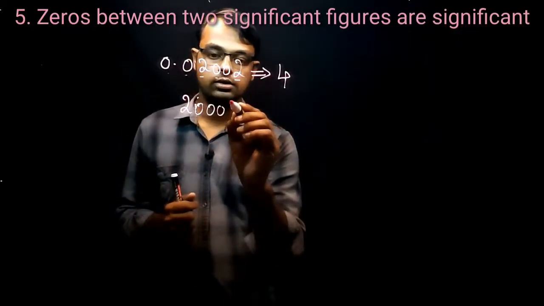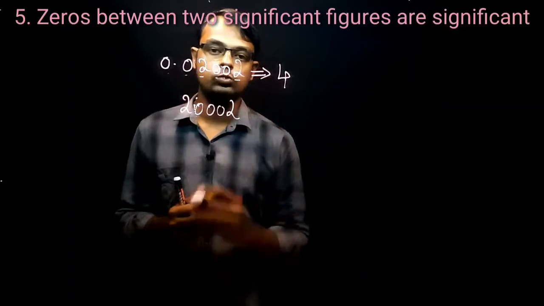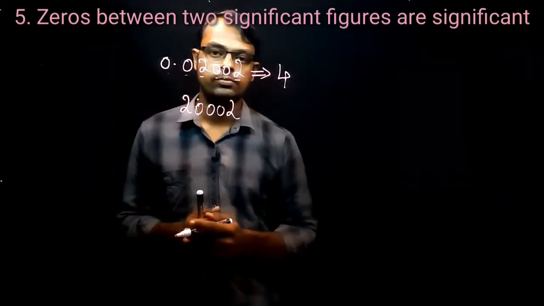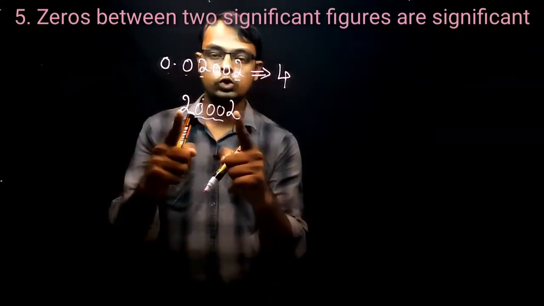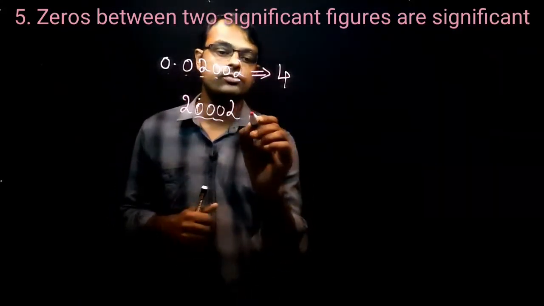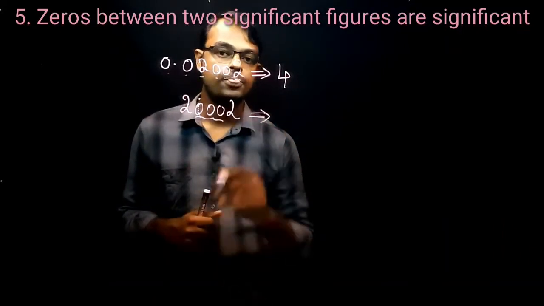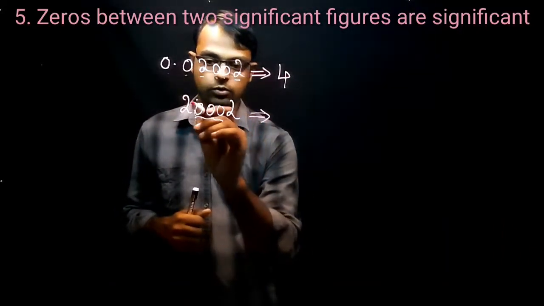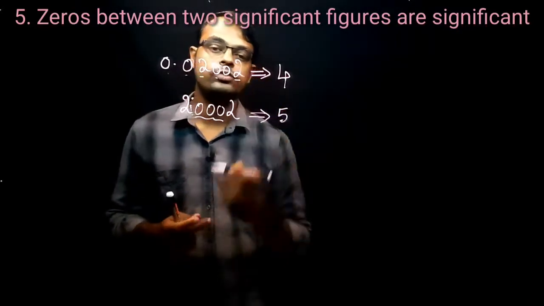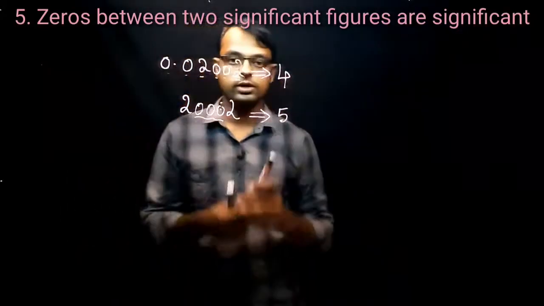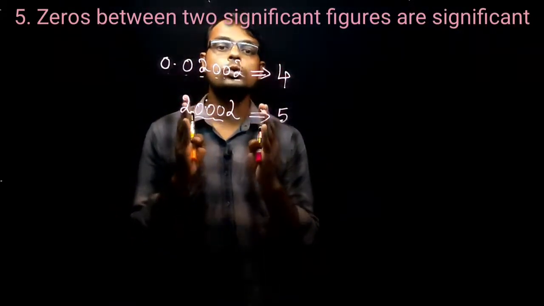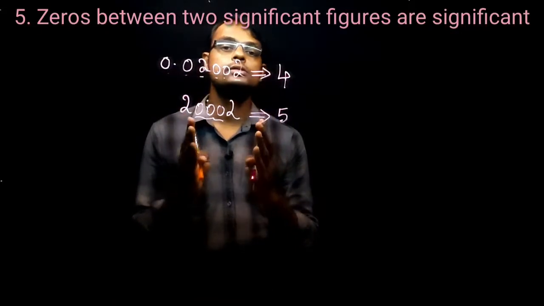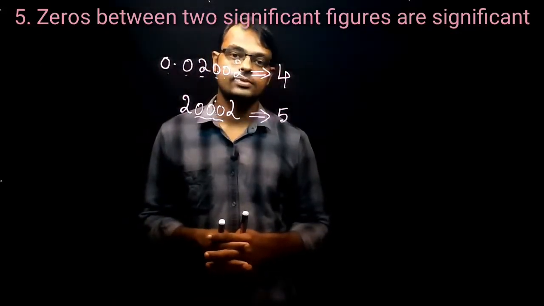If I wrote here once again a 2, whatever number you can write now, you can see all these zeros come in between two non-zero digits. So how many significant figures are here in this given number? No doubt, 1, 2, 3, 4, 5. Five significant figures are there. So what is the rule talking about? The zeros in between two non-zero digits are significant. Clear?